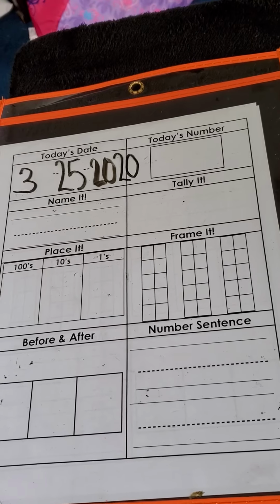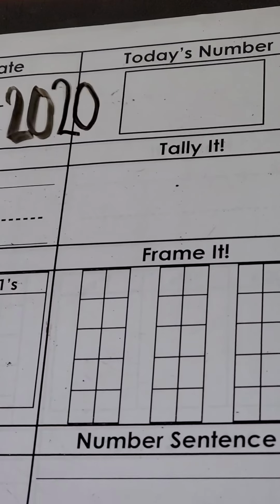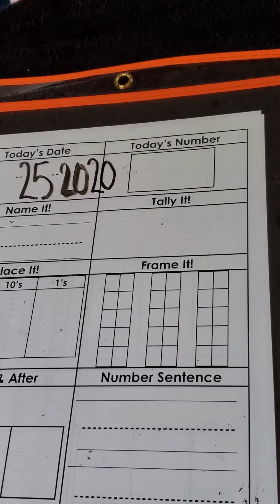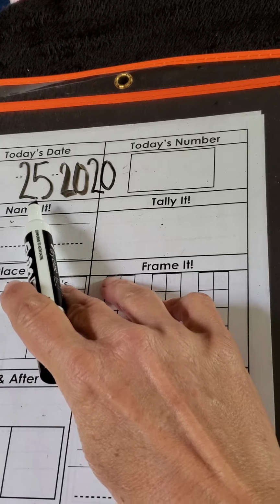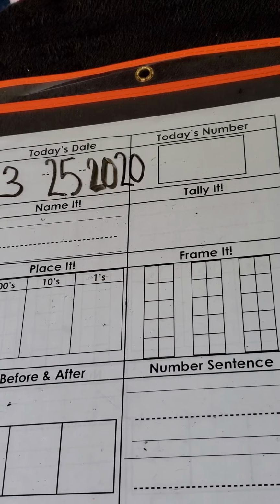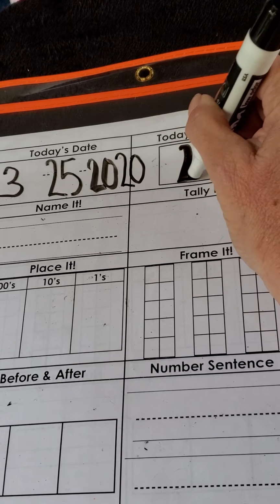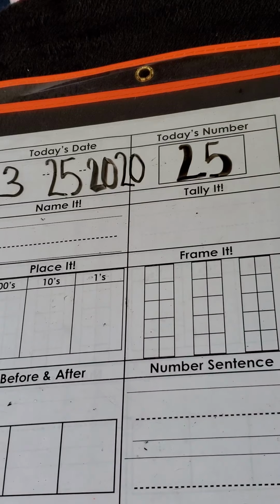So I'm just going to zoom in for a minute. So right up here, today's number, it's going to be how many days are gone in the month of March. And that would be our middle secret code number. And that number is going to be 25. So today is the 25th. 25 is the number we're going to work with.